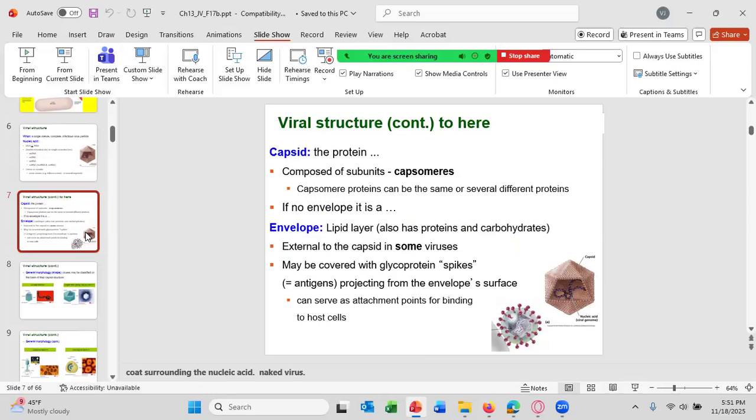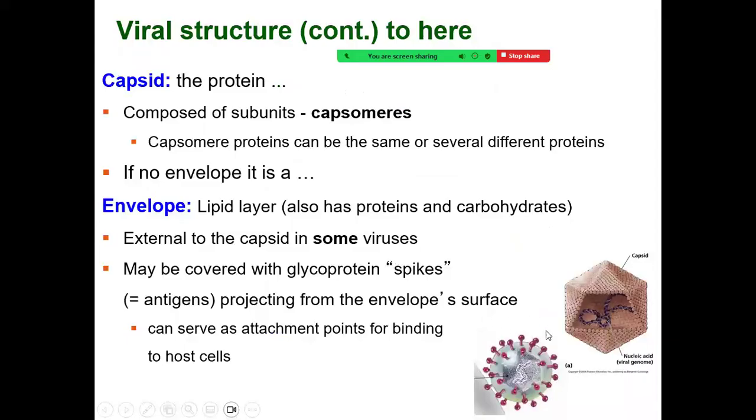If there is no envelope around a virus, we call this virus a naked virus. So this virus here, containing only the viral genome and the protein coat, is called a naked virus. Some viruses have an envelope around the protein coat. Let me see if I can blow that up. Such as this one here. And this we call an enveloped virus, one that has an envelope.